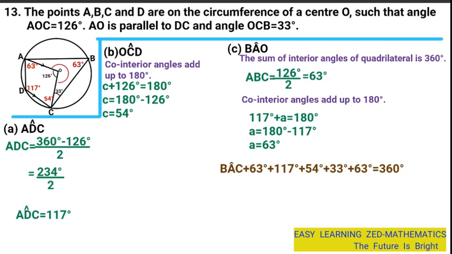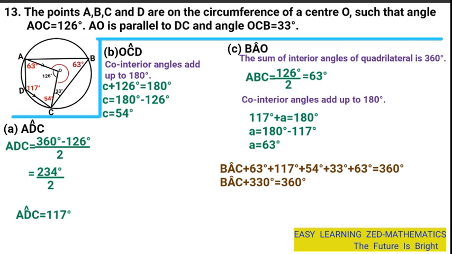Okay, once we've done this, the next thing is to say it should be angle BAO. Please bear with me, I wrote angle BAC instead. It should be angle BAO. So angle BAO plus 330 degrees is equal to 360 degrees. Where is the 330 coming from? I've added all the angles given, that is 63 plus 117 plus 54 plus 33 plus 63, which gives 330 degrees. Now we are going to put like terms together.